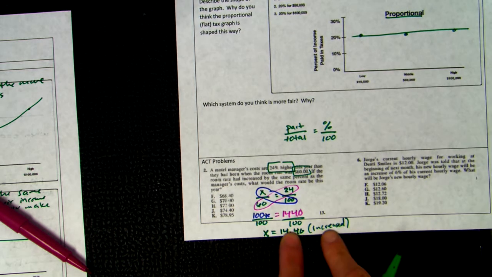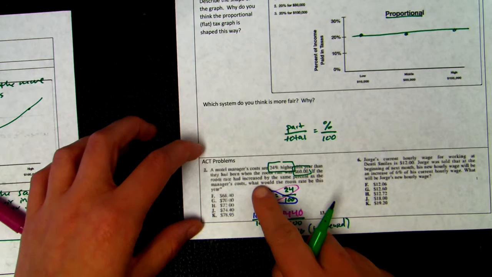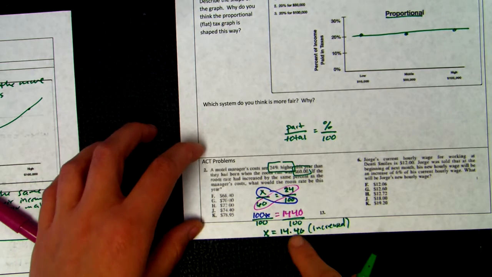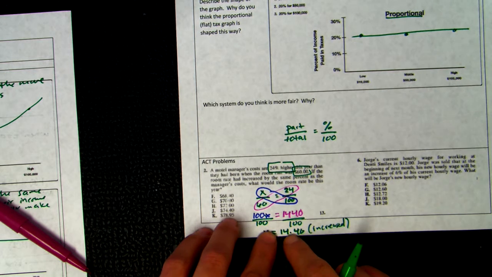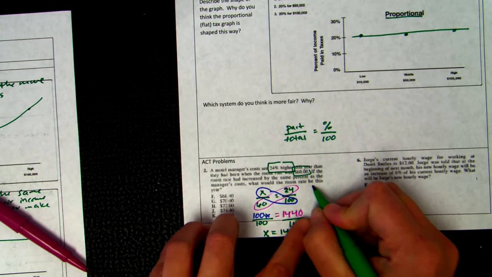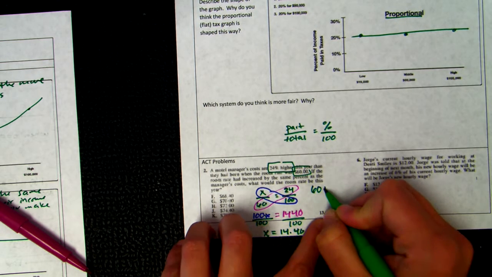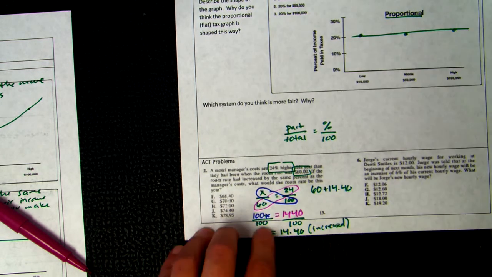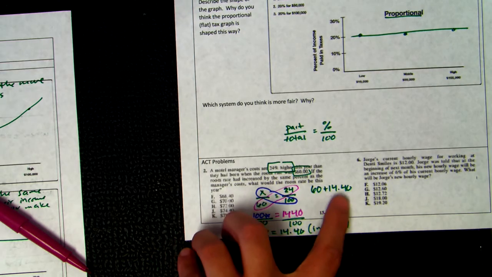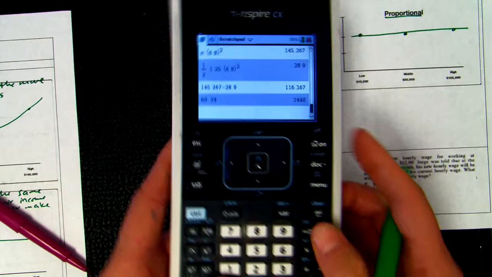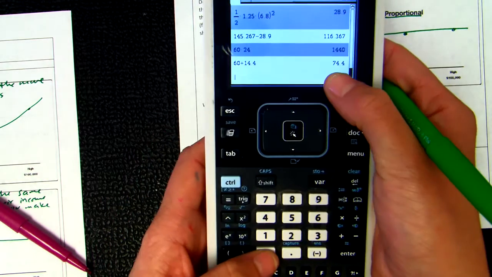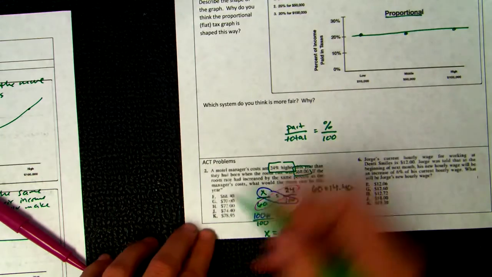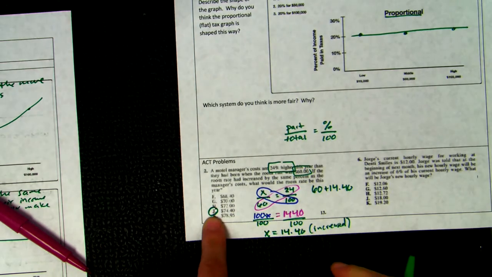But it didn't ask me just what it increased by. It asked what the new cost of the room would be. If I started at 60 and I increased by $14.40, I would start at 60 and add the $14.40. That's my original cost plus the increase. So 60 plus 14.40, that gives me 74.40. So my answer choice here is J.